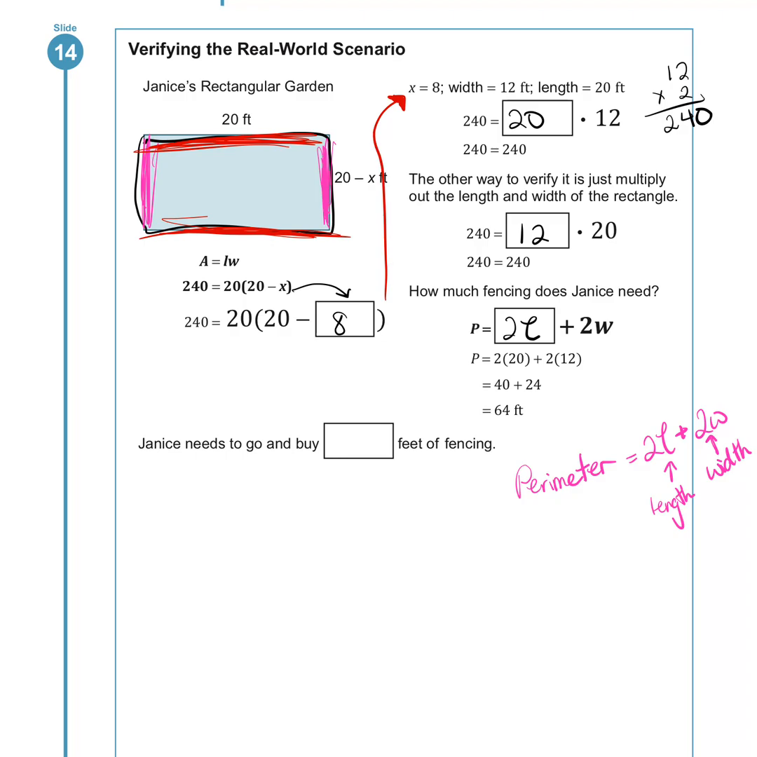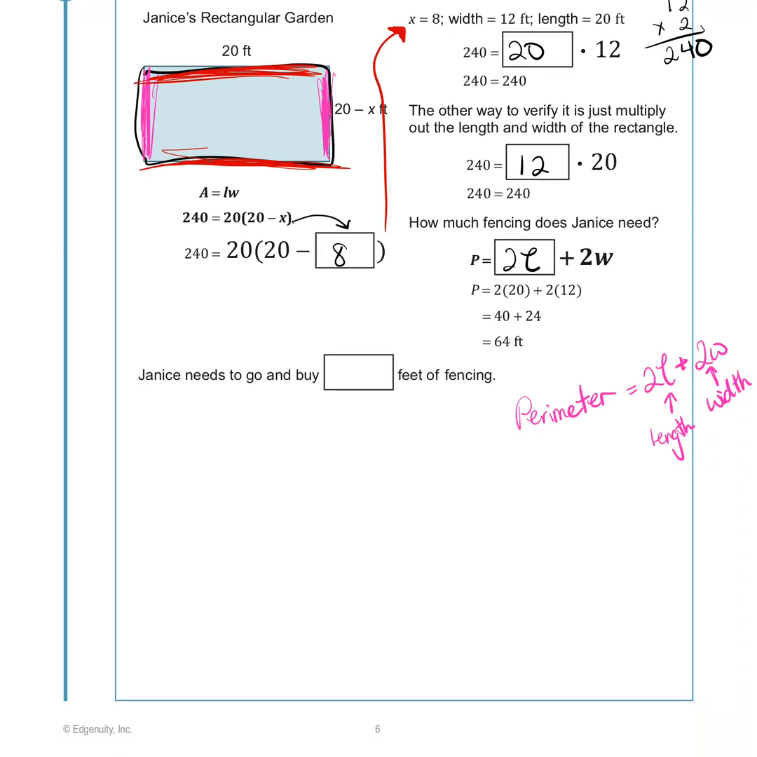So that's why it's multiplying by 2. So we have our 2 lengths plus 2 widths. So it would be 2 times 20, which again, I can just do 2 times 2, which is 4. And I have to include that 0, so 40. Plus 2 times 12, which we already figured out was 24. So 40 plus 24. I'm going to work it out on the side here so you guys see. 4, 6, 64. So Janice needs to go and buy 64 feet of fencing. That will cover the entire rectangle. Okay?